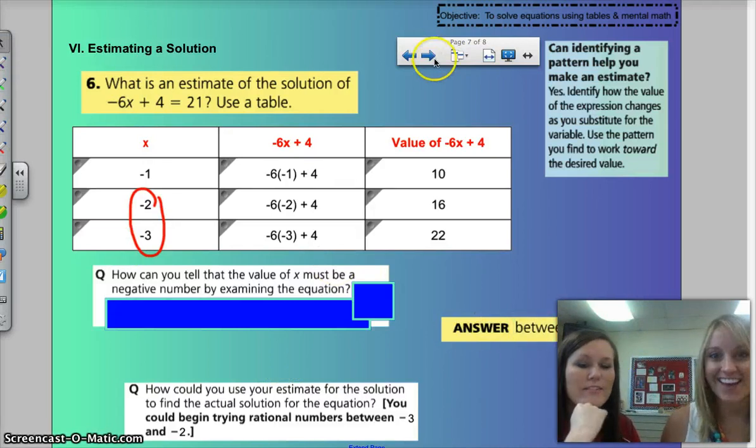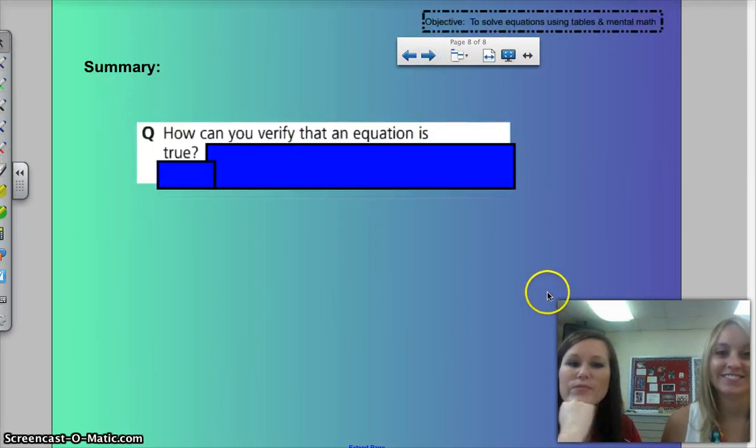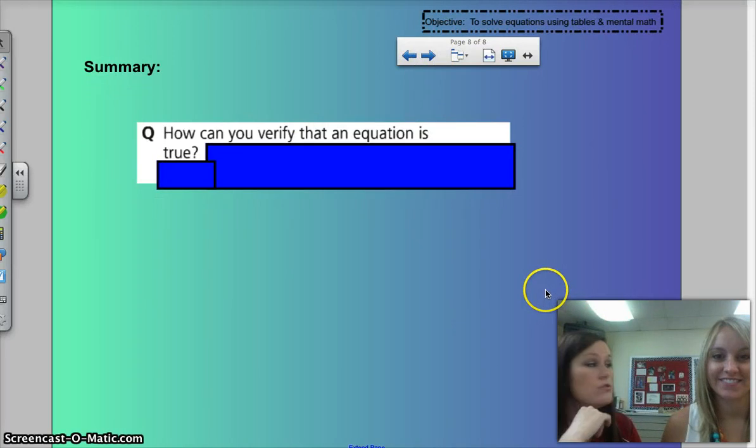Look at that. Okay, how can you verify that an equation is true? That's your summary. Come to class tomorrow. We want to hear you talk about it. All right, see you on the flip side. Later.